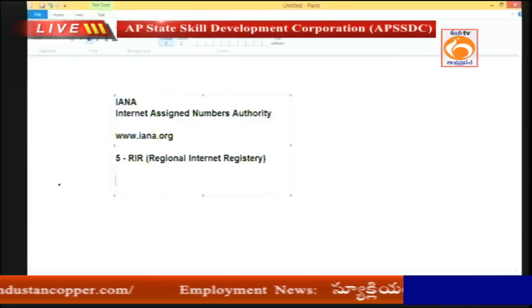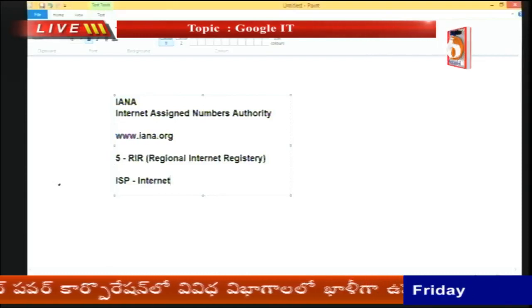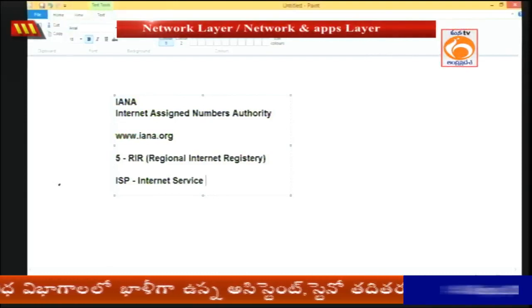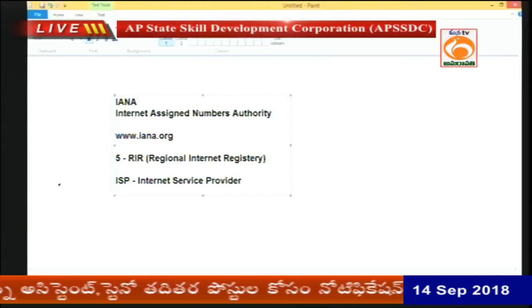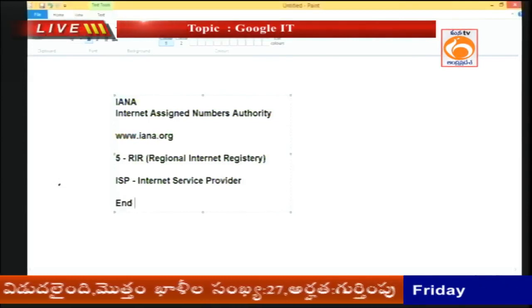So, the hierarchy is first IANA, the global body to manage both IPv4 and IPv6 addresses. Under this IANA, we have the next category called Regional Internet Registries. There are 5 such registries in this category, depending upon the region they belong to. And under these RIRs, we have ISPs, Internet Service Providers. Under that ISP category, we have the end users.